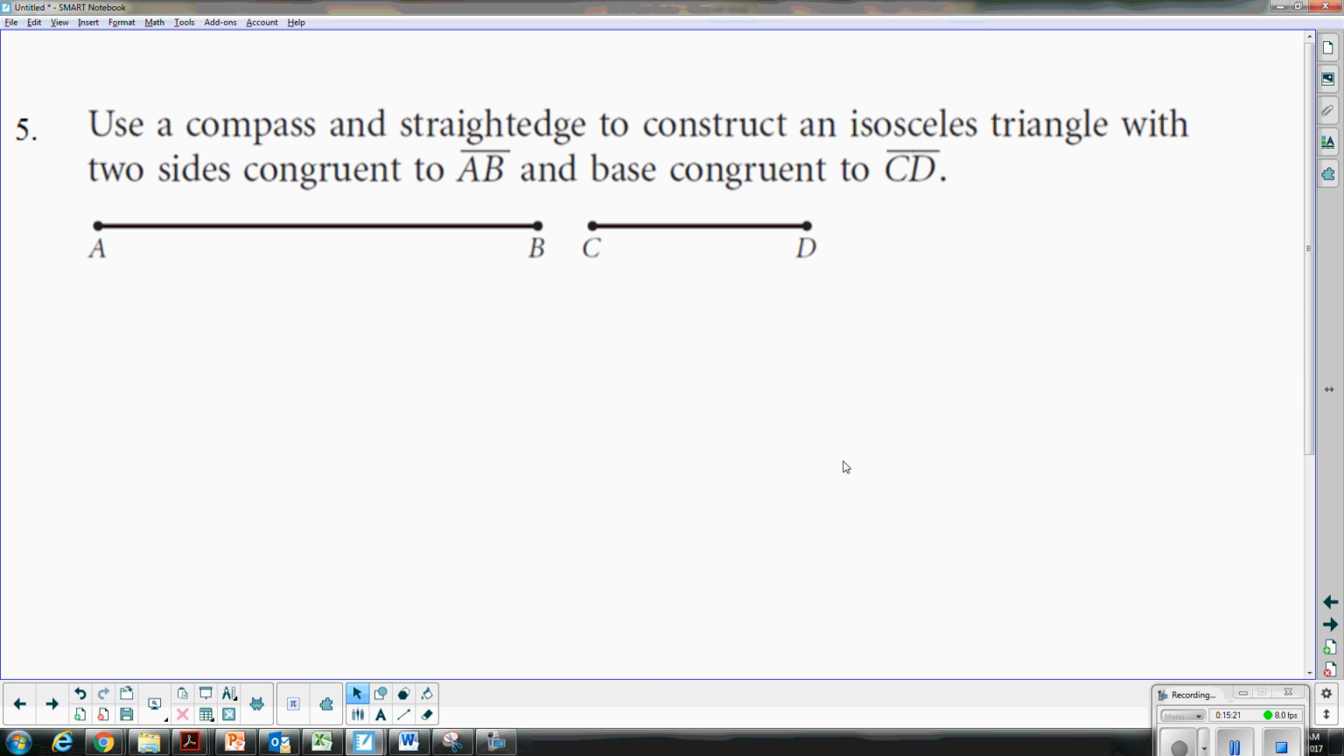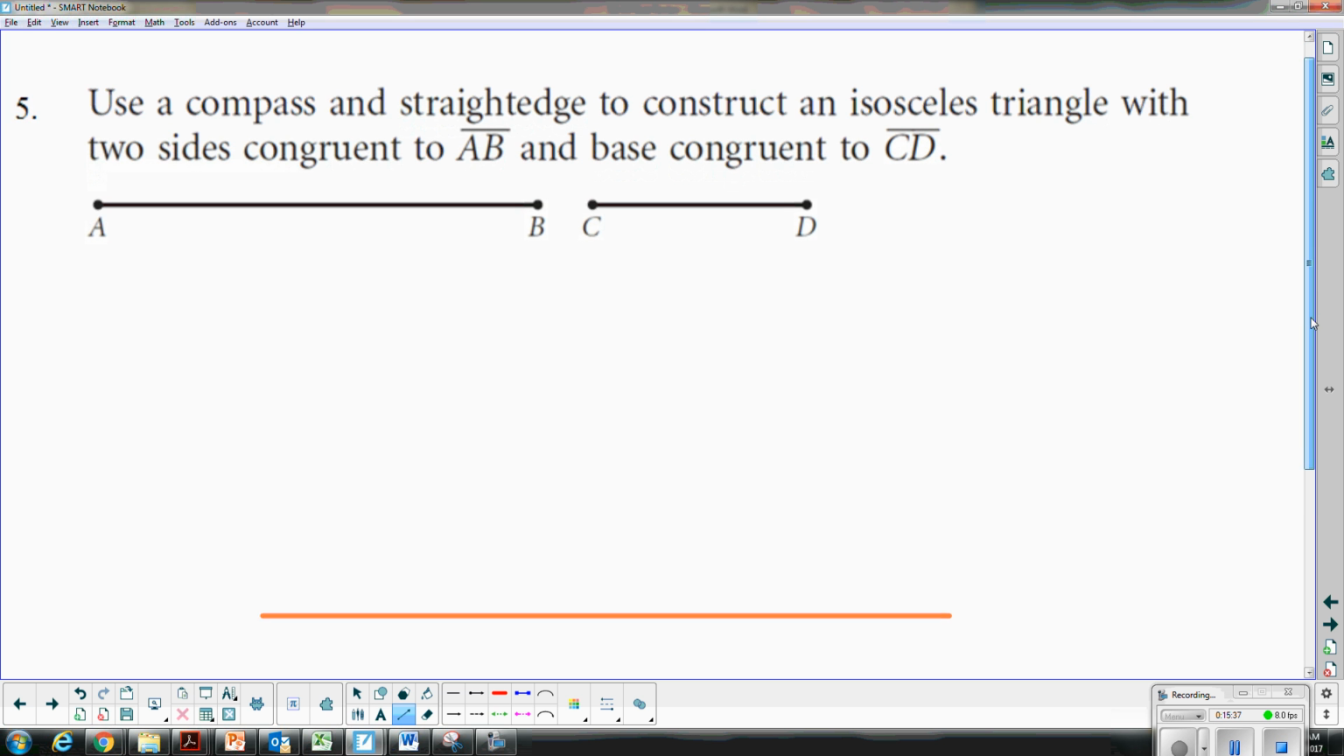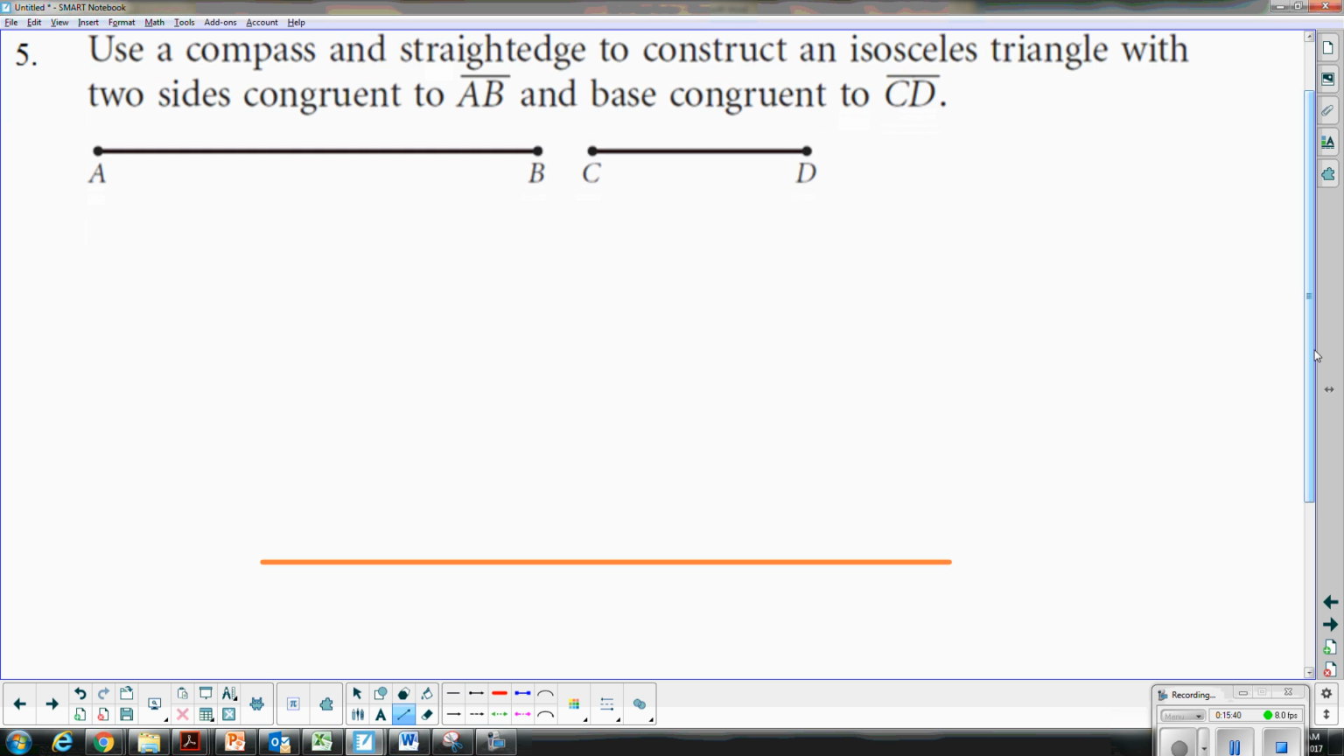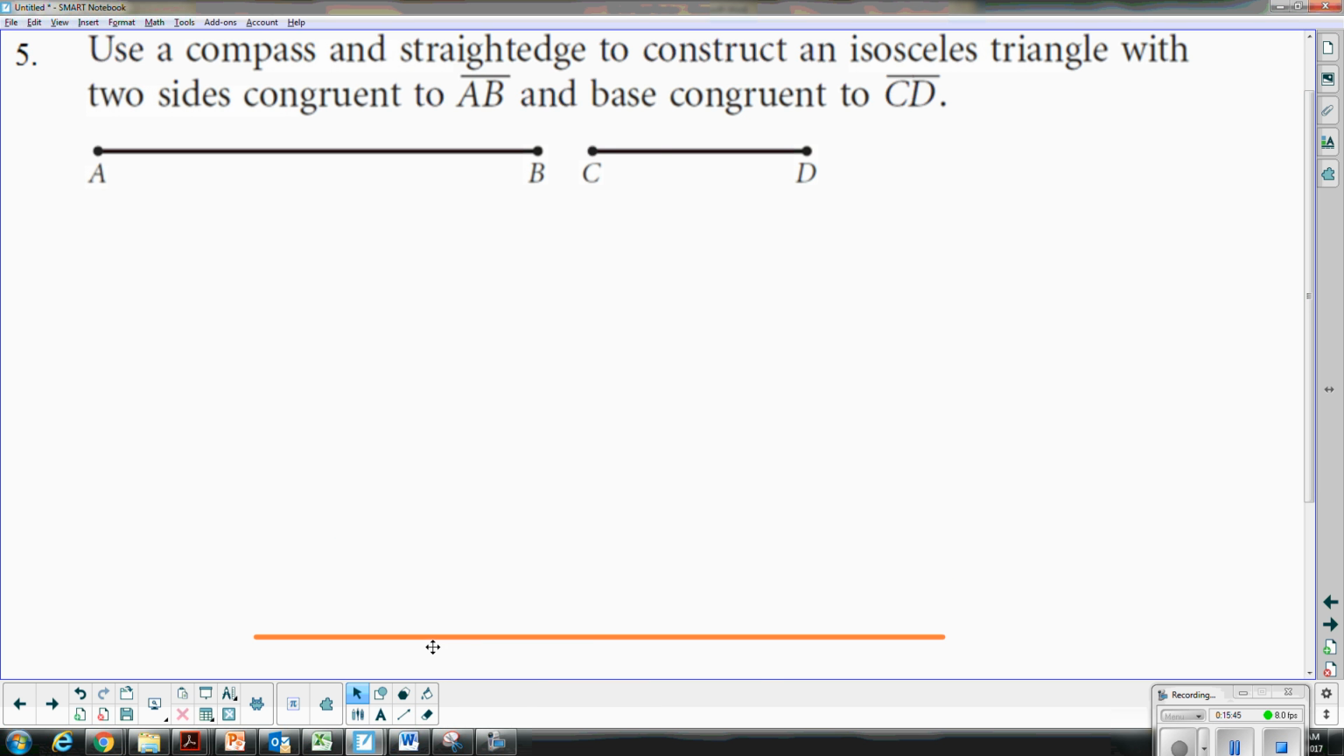Okay, number 5, use a compass and a straight edge to construct an isosceles triangle with two sides congruent to AB and base congruent to CD. Okay, first thing I'm going to do is just draw a base. And now I have to construct something congruent to CD. So I can make one of these. My base probably really does not need to be this long, but I can make one of these endpoint C and the other one D.